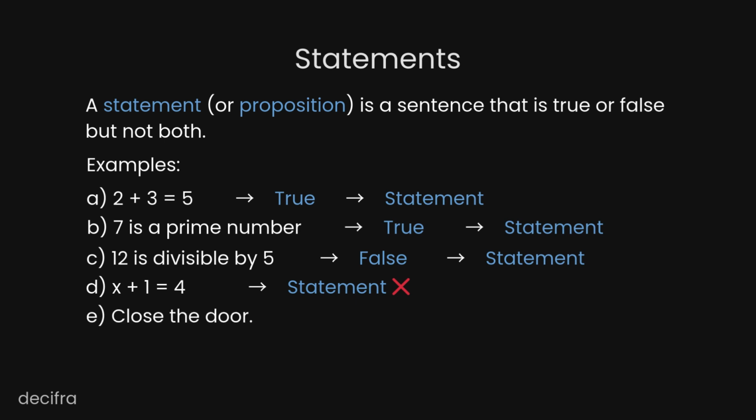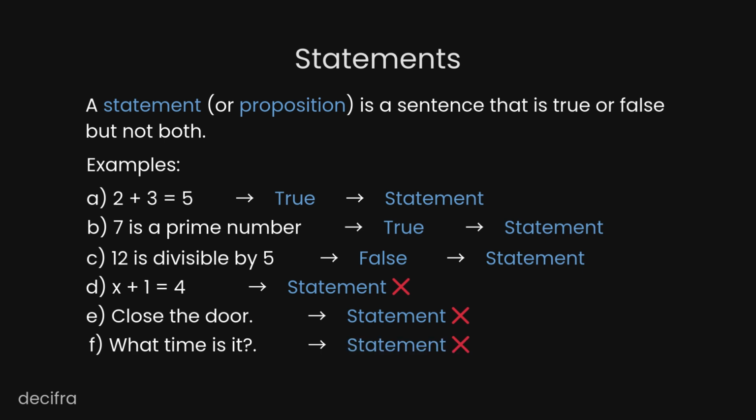The next is close the door. Not a statement, it is a command, not something that can be true or false. The next is what time is it? Not a statement, it is a question, again not something that can be true or false. Mathematics only works with the things for which truth has a meaning. So the first job of a mathematician is to identify what is a statement and what is not.